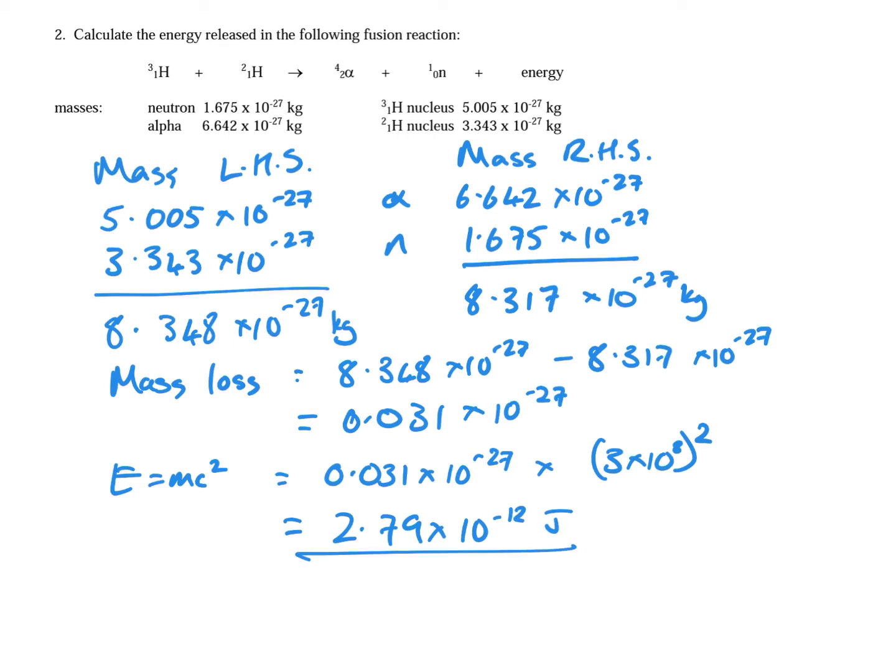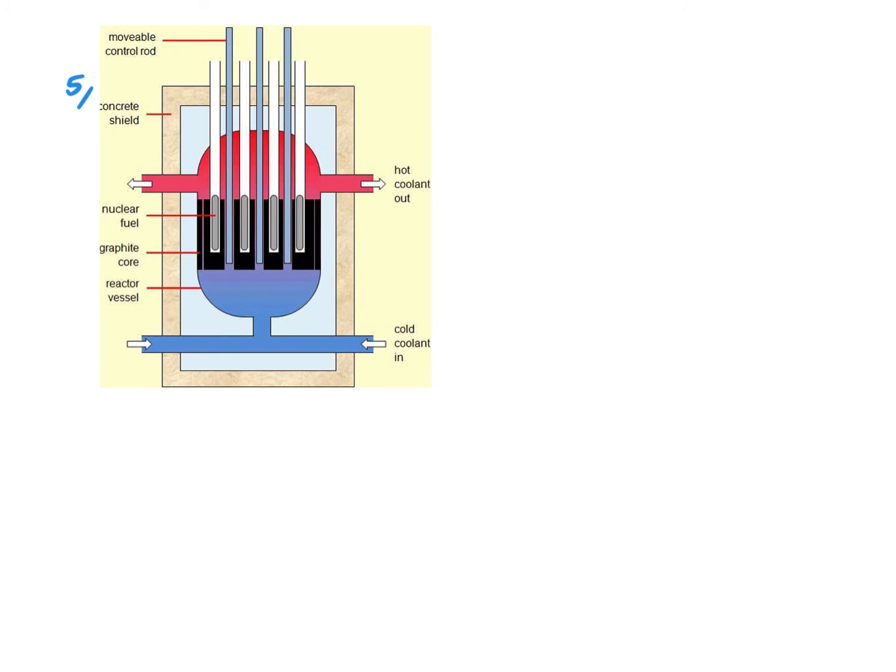And this is the standard reaction actually taking place in most stars, what we call main sequence stars. So combining hydrogen isotopes to create helium, alpha particles. So learning outcome 5 is about knowing how a fission reactor would work.